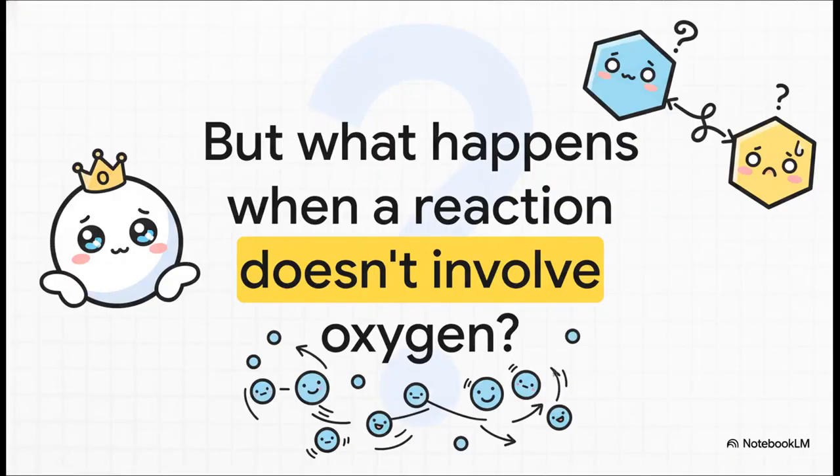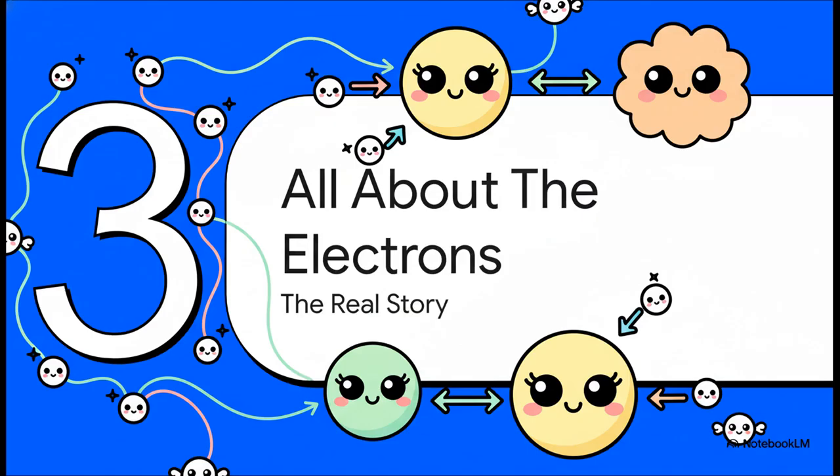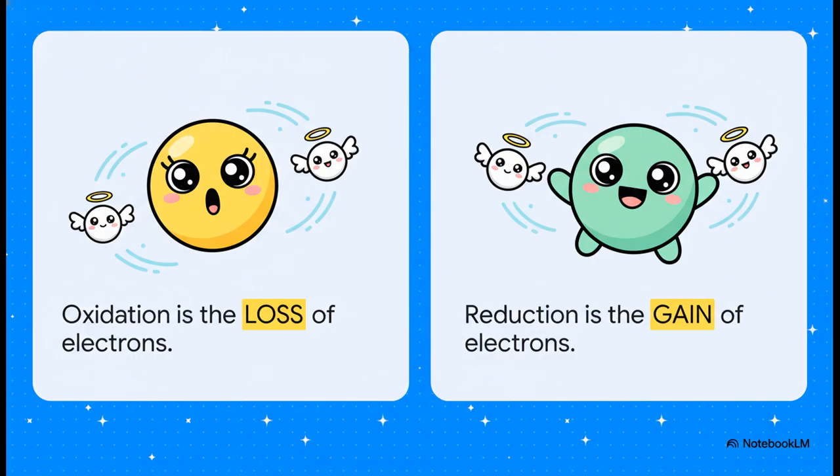Now, this oxygen-focused view is a great starting point, but it hits a wall pretty quickly. Chemists kept seeing reactions that looked and behaved just like oxidation and reduction, but there was no oxygen anywhere in sight. This meant the definition had to evolve. So now let's get to the modern concept. Scientists realized the real story wasn't about the big oxygen atoms, but about something much, much smaller that was being exchanged, electrons. The modern definition completely reframes things. Oxidation isn't about gaining oxygen anymore. Today, we know that oxidation is the loss of electrons, and reduction, that's the gain of electrons. This is the real core of all redox reactions.